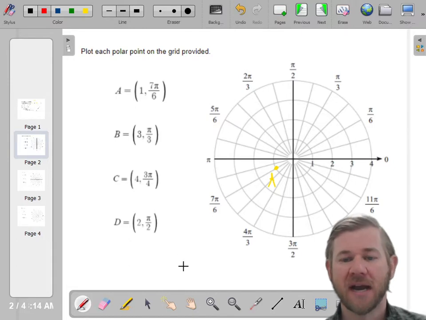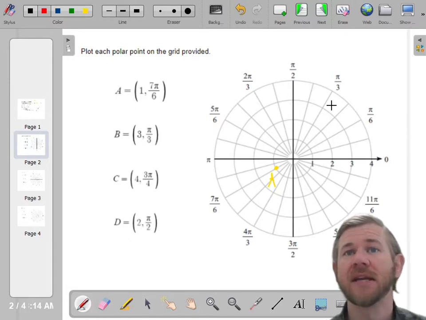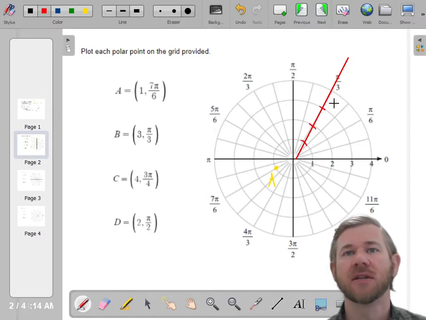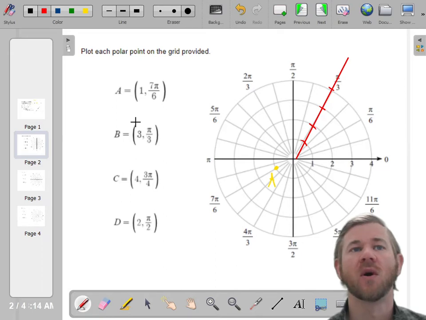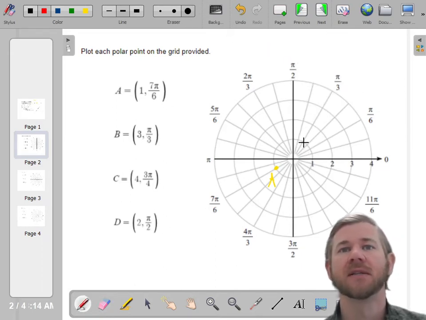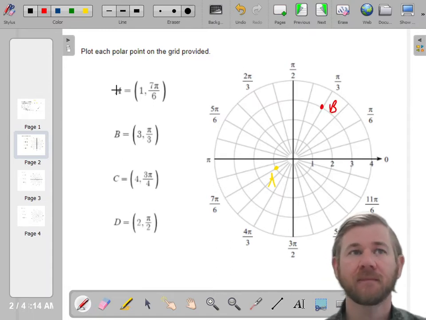3 comma pi over 3. So pi over 3 is right here. And if you imagine that I were to draw, okay, this is 1 unit, 2 units, 3 units, 4 units. If I want the third ring at pi over 3, then I'll go to pi over 3 and say 1, 2, 3, right here. That's B.